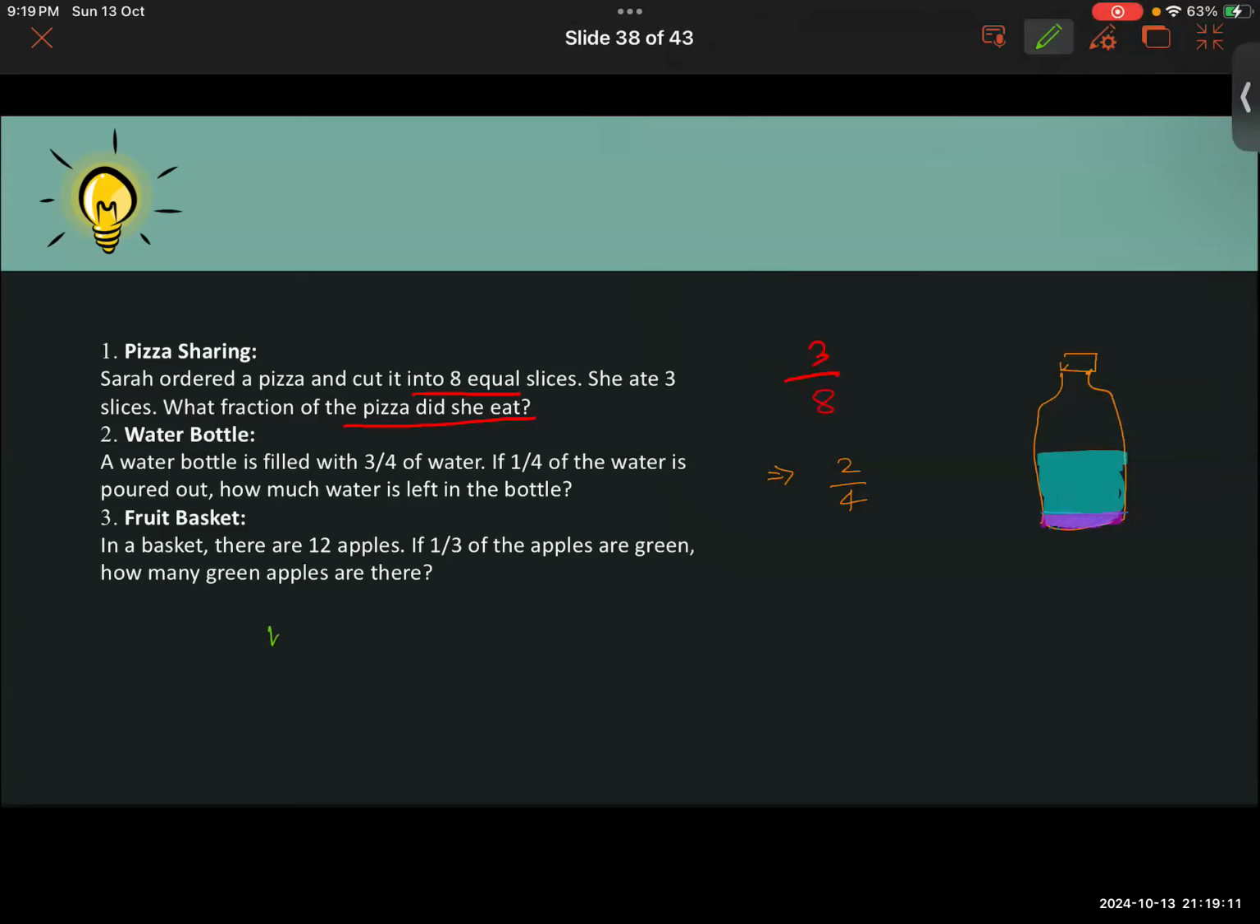Basically, the question is saying that the water bottle, initially how much water was filled in it? 3/4, and you took out 1/4 of it. So you have to find how much is left in this. So you are finding it to be 2/4 remaining. Exactly, 2/4 will be remaining now. Or we can simply simplify it to 1/2. Okay.